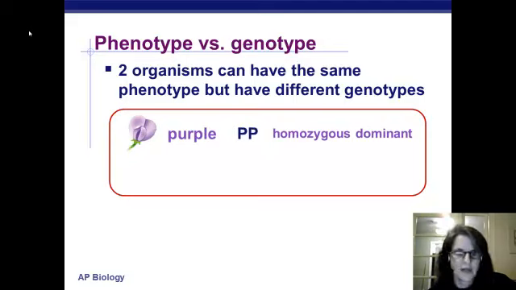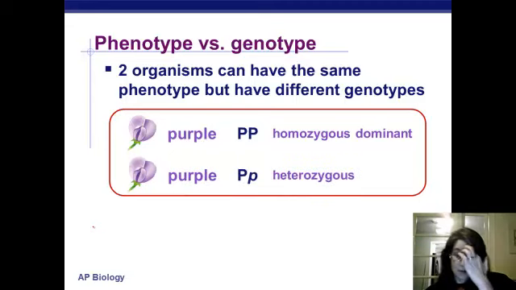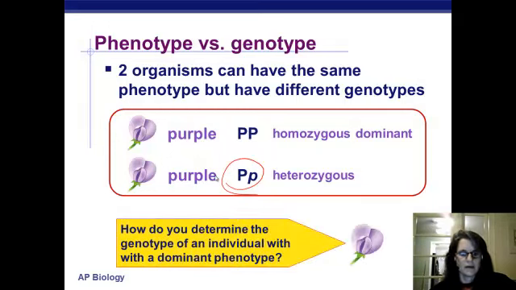For example, you can have a purple plant. Purple phenotypically, big P, genotypically its genes are big P, big P, okay? But you could also have a plant that is purple, but it's got a different genotype, big P, little p. Both of them look exactly the same. How can you tell them apart? How can you determine if an individual is pure breeding or not?